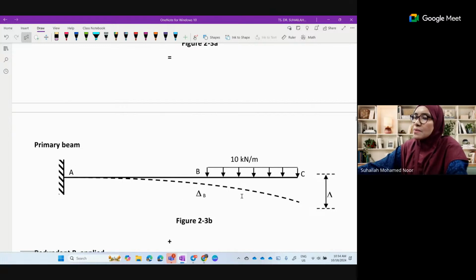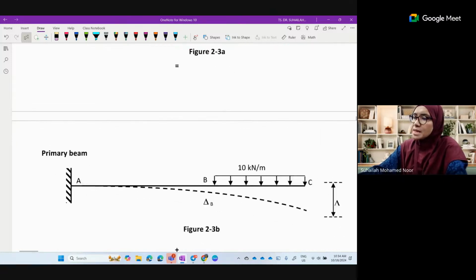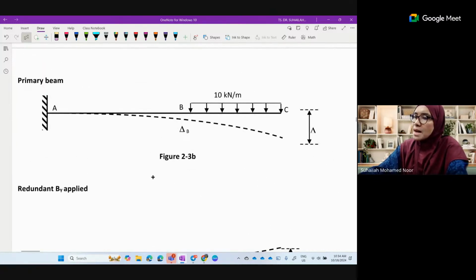Okay, so what we need to do is we have to draw the deflected shape of this beam. So we get this dotted line as the deflected shape, and we need to mark the delta at position B, mark the delta at position B and at position C. Two positions, position B and position C.